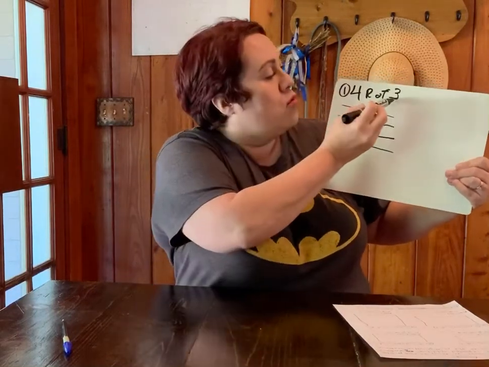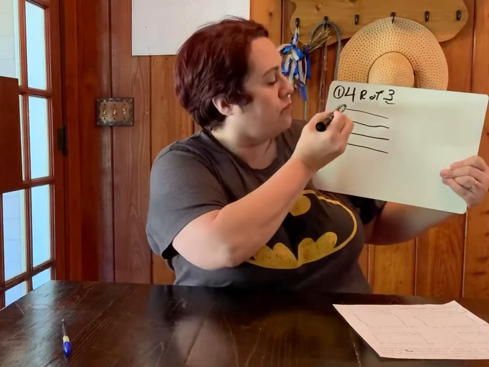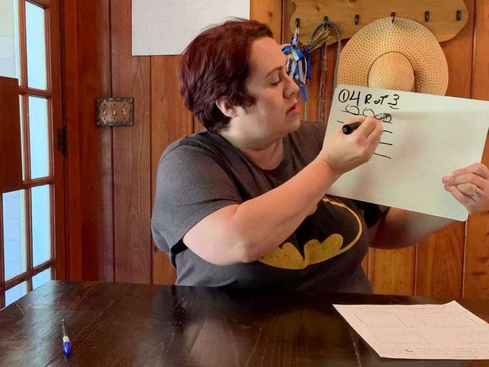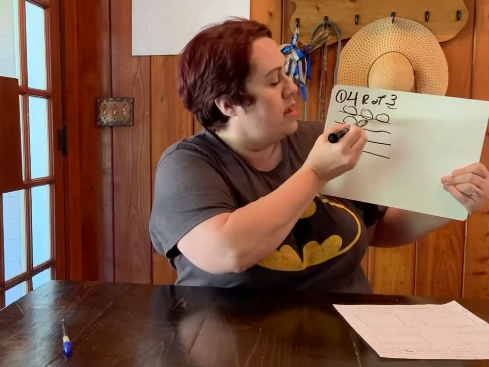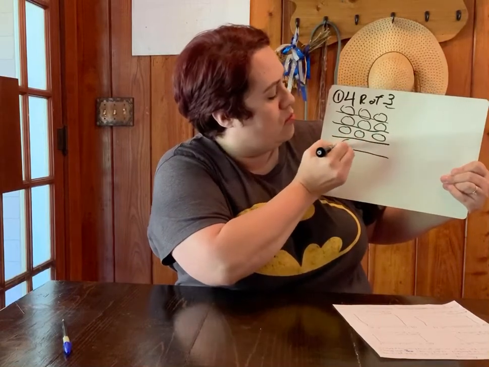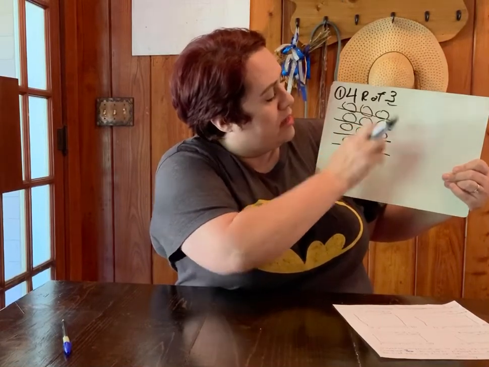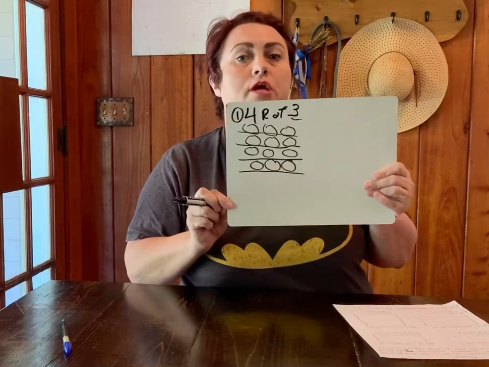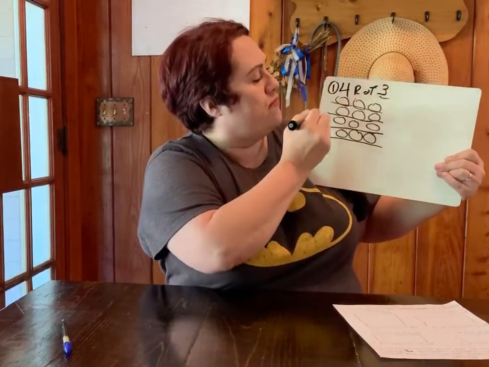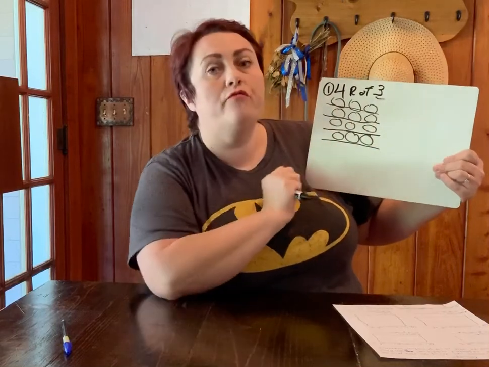And in each row, there are 3. So we're going to put our 3: 1, 2, 3. 1, 2, 3. 1, 2, 3. 1, 2, 3. That makes that nice rectangle shape that we want. So we have 4 rows of 3.